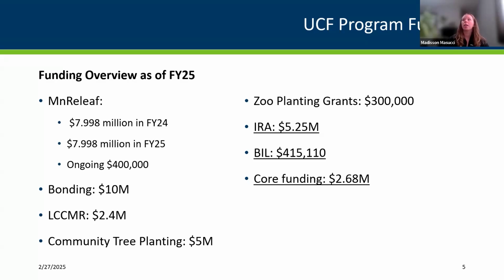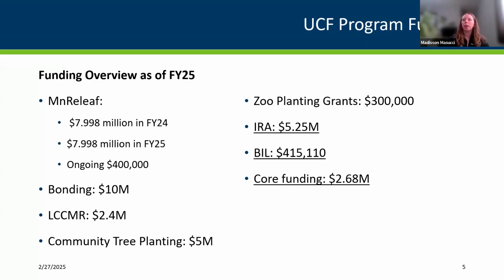So starting off with Minnesota Relief, we had $7.998 million allocated to fiscal year 24, and those contracts are in place and work is being done under that funding right now. We have an additional $7.998 million that was allocated in fiscal year 25 that we will be opening up requests for applications at some point this year with that funding. And then we have an ongoing $400,000 of dedicated relief funding into the future annually.